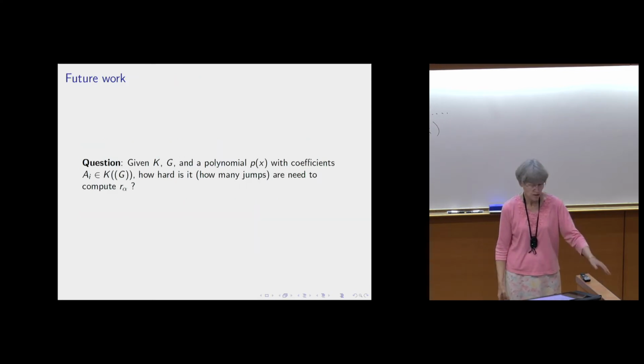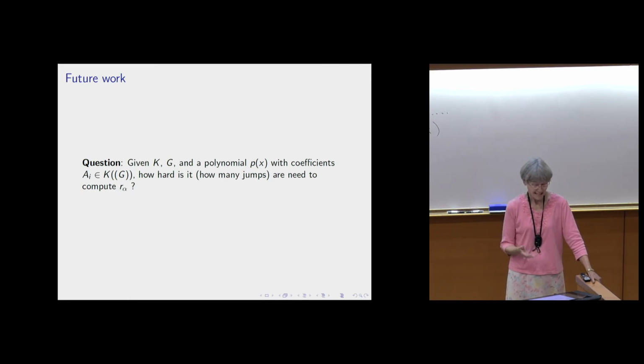So what do we want to do in the future? What we'd like is, given K and G and a polynomial with coefficients in our Hahn field, K((G)), where K is, say, algebraically closed of characteristic 0, and G is a divisible ordered abelian group, to know how hard it is to find these initial segments.